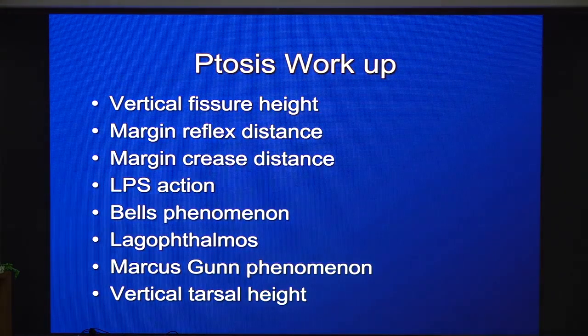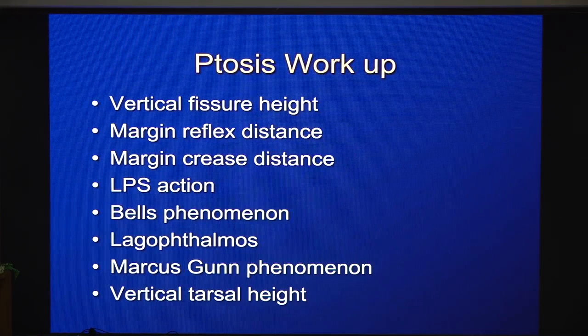Okay, vertical fissure height. We all know it is the measurement between the lower lid margin to the upper lid margin. So you have to see the patient's measurement in the primary gaze. That is very important. The patient has to be fixating in the primary gaze, and you measure preferably with a transparent ruler or an opaque ruler on a centimeter scale.